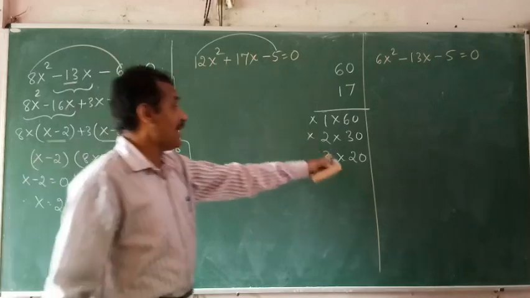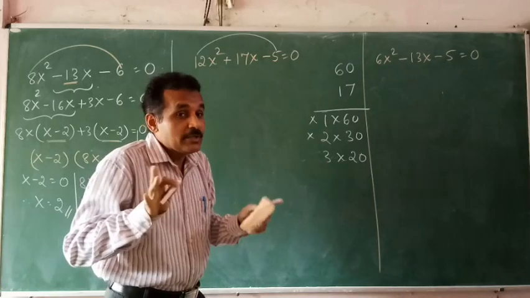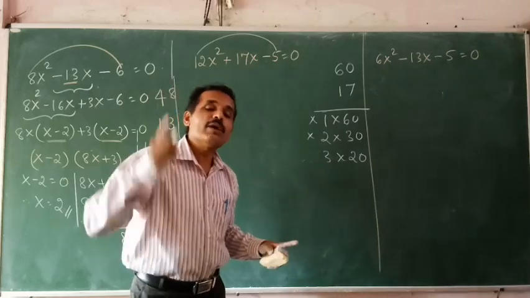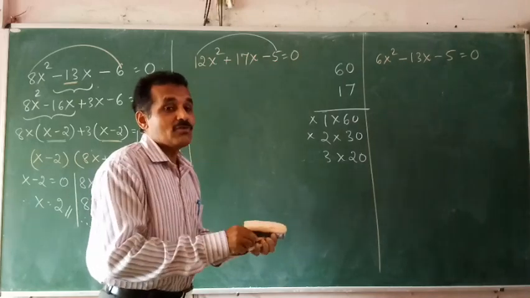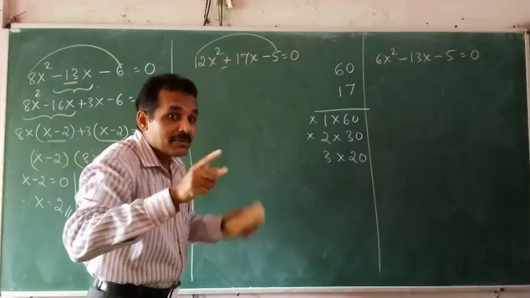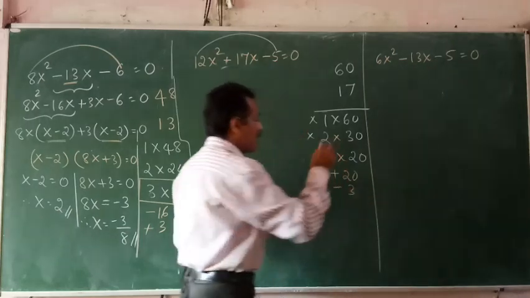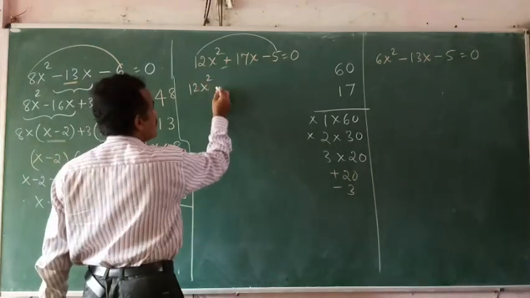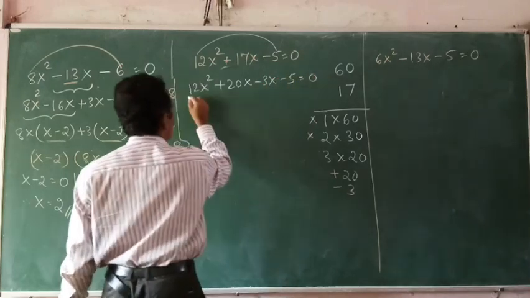20 and 3 are the middle terms. Now I should give the signs for them. But one thing you know very well, the last sign is negative. The last sign is negative means the middle terms should have one plus and one minus. To whom to give plus, to whom to give minus, that will be decided by this sign. This sign should go to whom? The bigger number among those two. The bigger number among these two is plus 20, and minus 3 are the middle terms. Come on, how to write them? 12x square plus 20x minus 3x minus 5 is equal to 0.